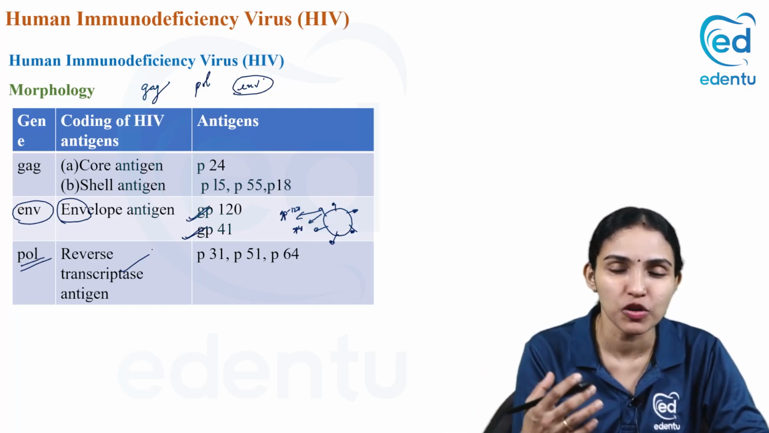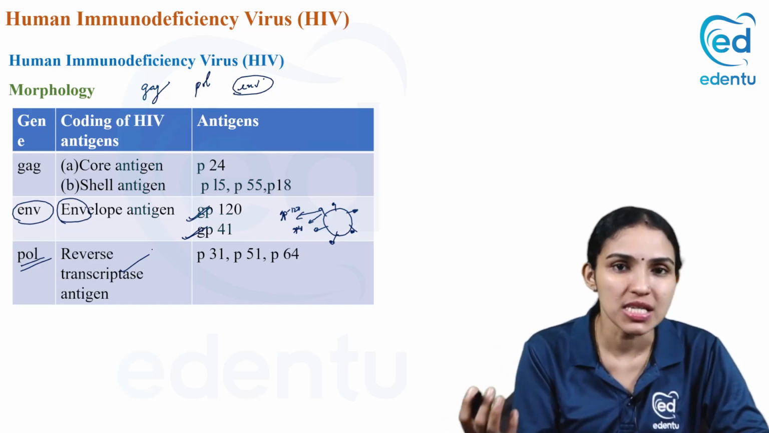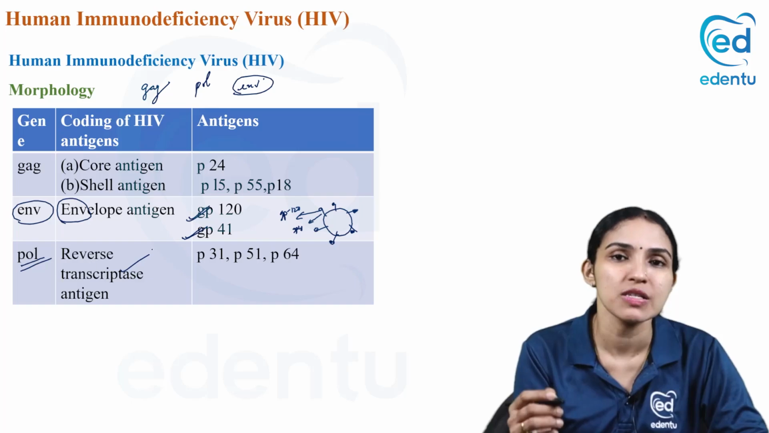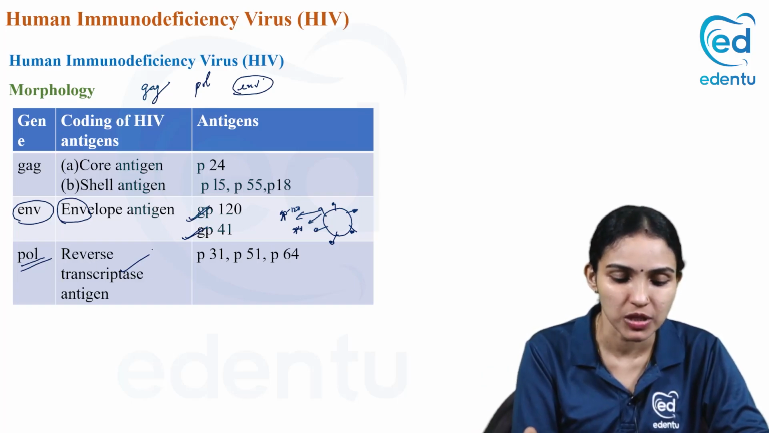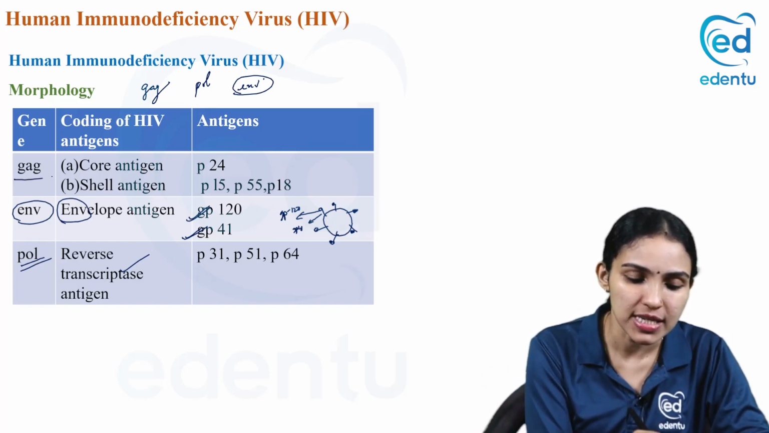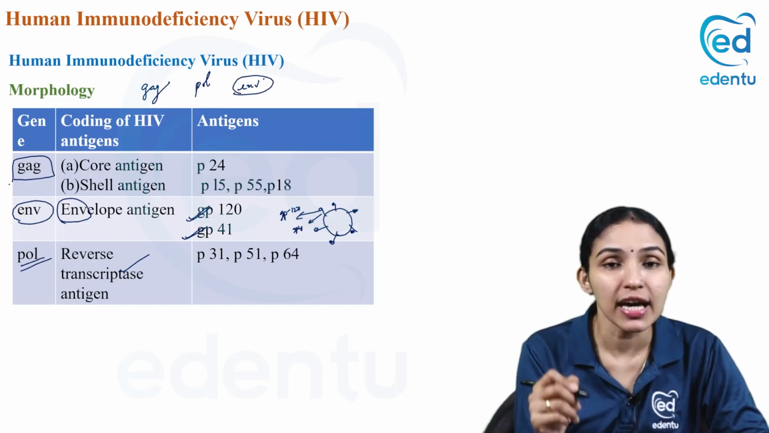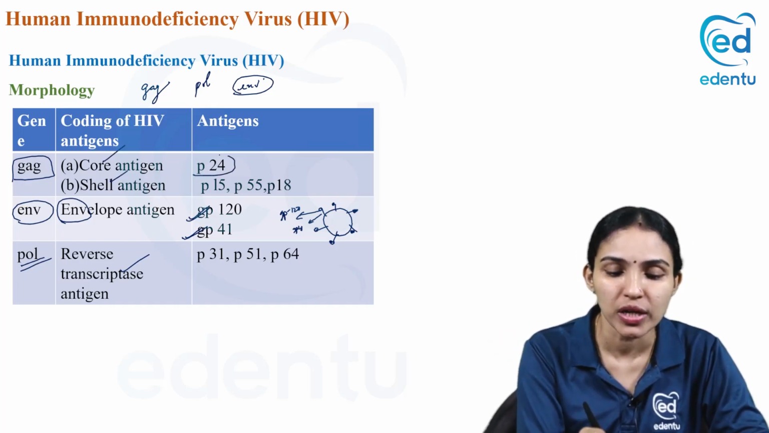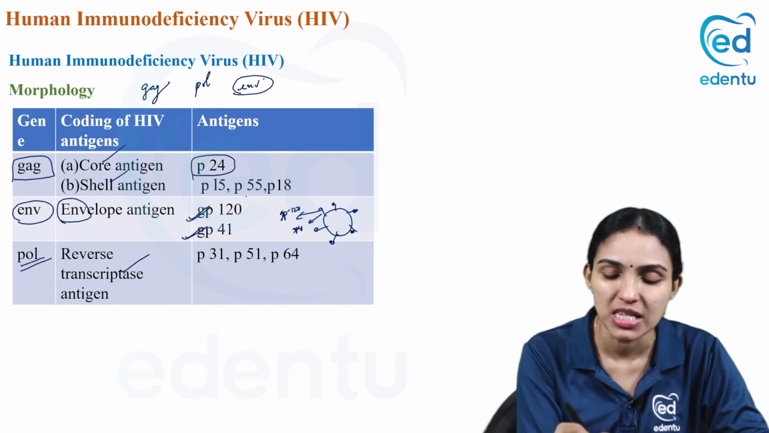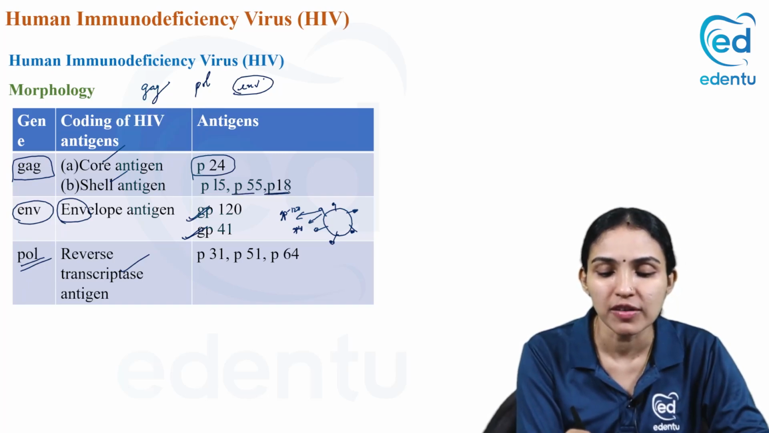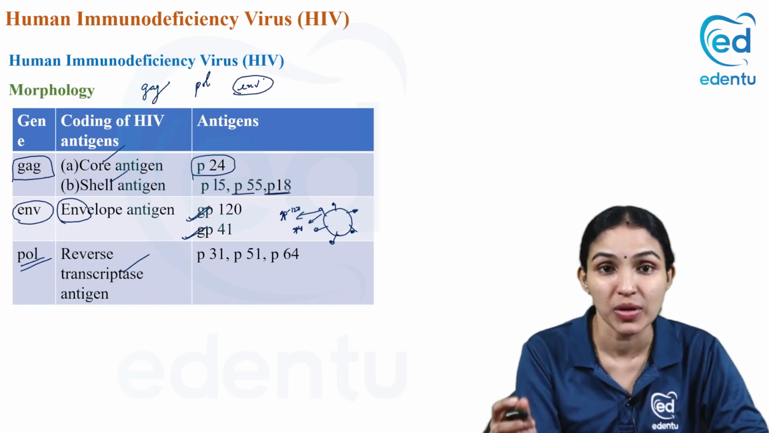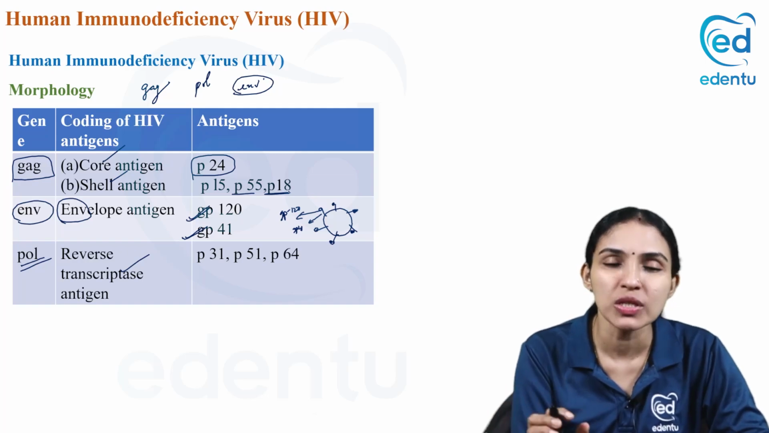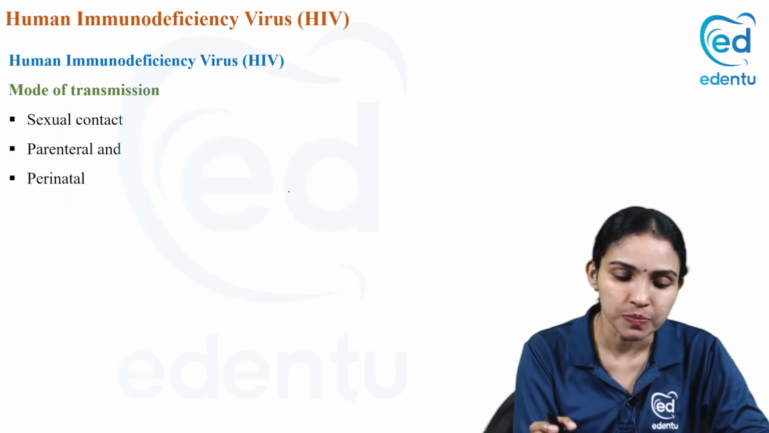You're making DNA from RNA. So reverse transcriptase is a kind of polymerase. So POL is for polymerase, that is reverse transcriptase. In addition, HIV has another gene called GAG gene. GAG gene codes for the core antigen and the shell antigen. So what is the main core antigen? It is P24. And what is the main shell antigen? P55 and P18, which make up the matrix region. So these are the important genes of HIV.